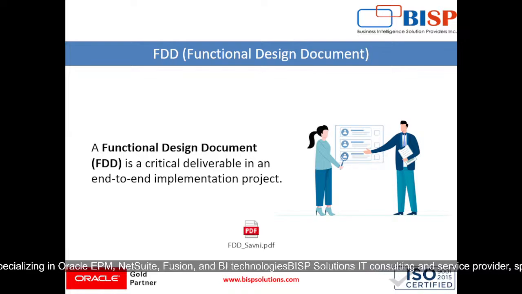So a functional design document is a critical deliverable in an end-to-end implementation project. It means it bridges a gap between business requirements and technical implementation, which details how the system will meet business needs.